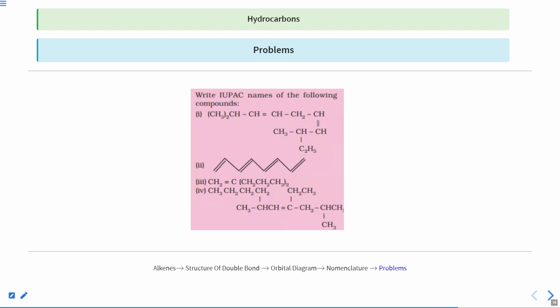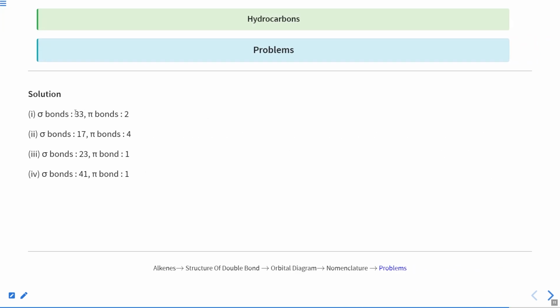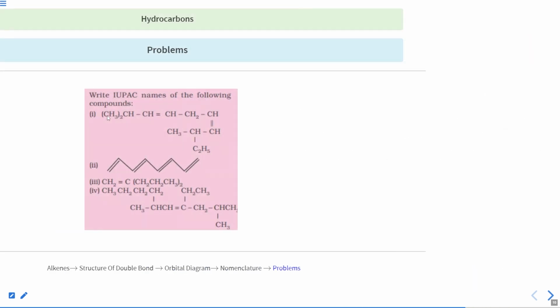Now what about the carbon-hydrogen sigma bonds? Whatever the number of hydrogens will be the number of carbon-hydrogen sigma bonds. So 3 to just 6, 6, 7, 8, 9, 10, 11, 12, 13, 14, 15, 16, 17. 17 and 5 is how much? It is 22. 22 plus 11 is 33. So 33 sigma bonds and 2 pi bonds. The same thing is written: 33 sigma bonds and 2 pi bonds.